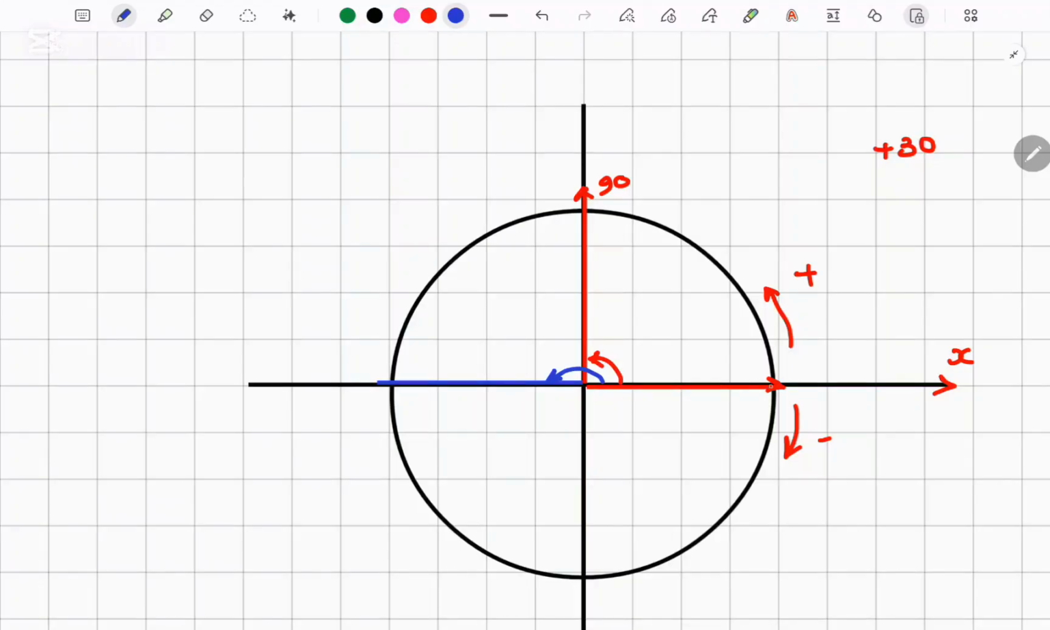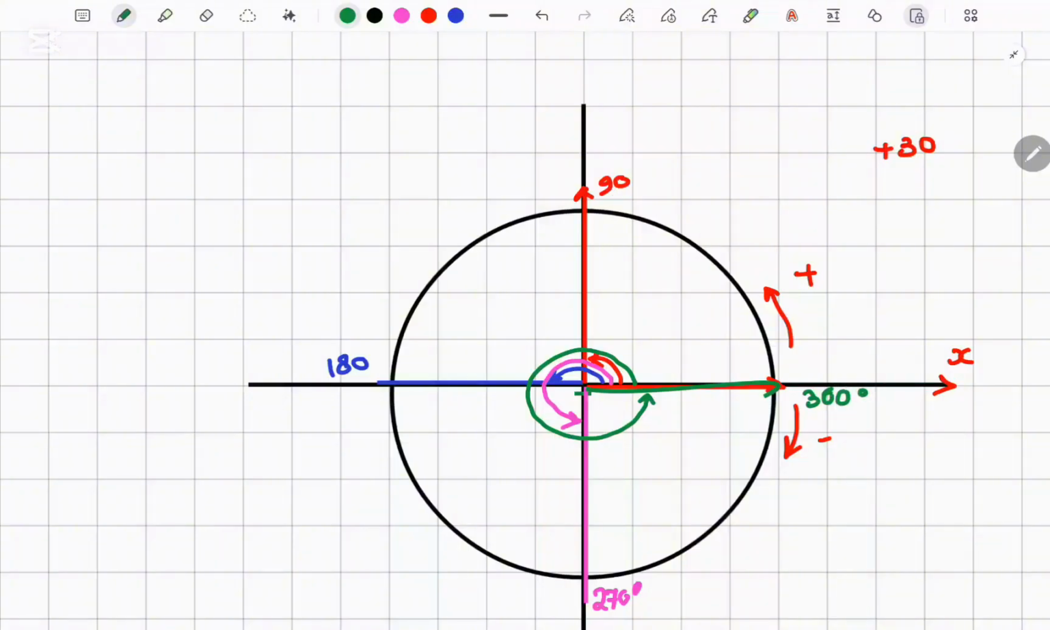Again, the initial side is always this side, okay? It doesn't make any difference. This is 180 degrees. And for example, with the initial side again here, this is going to be 270 degrees. This one, positive 270 degrees. And if I go one full round and come back to the same place, this is going to be 360 degrees.